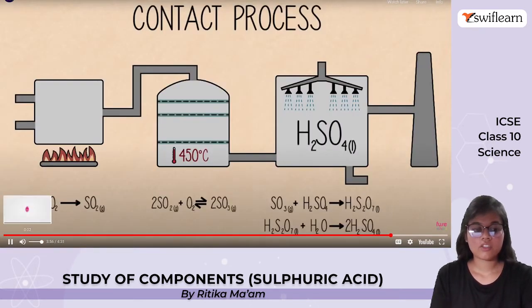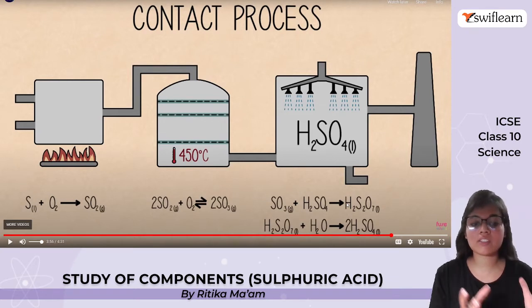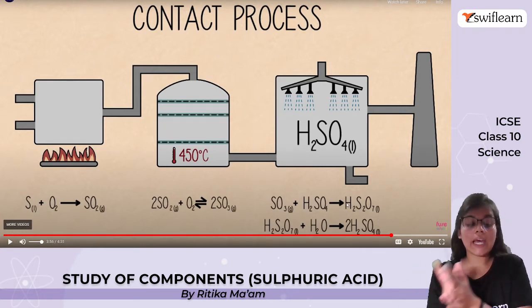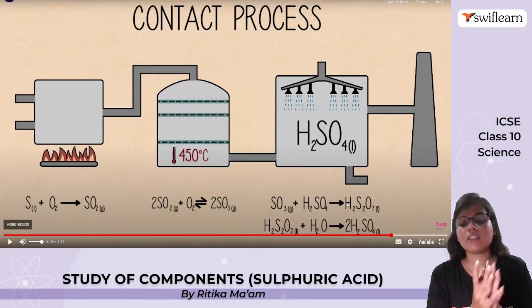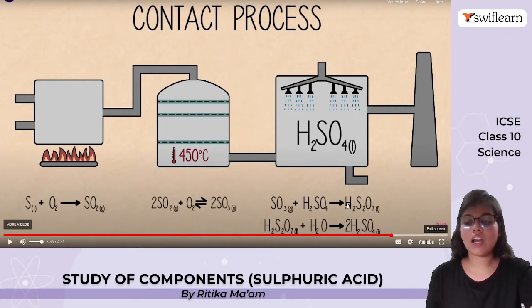So in summary, the contact process is the process of forming sulfuric acid by using sulfur. First of all, we convert sulfur to sulfur dioxide, then sulfur dioxide to sulfur trioxide, and sulfur trioxide to sulfuric acid by passing through oleum. Okay, there is one more stage. So this is how we get sulfuric acid.